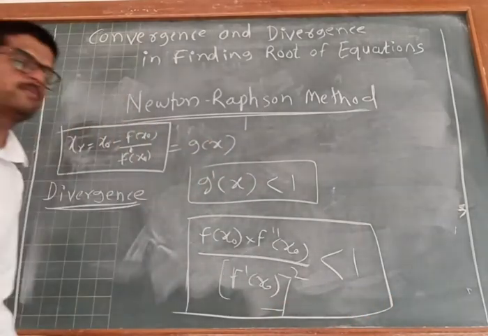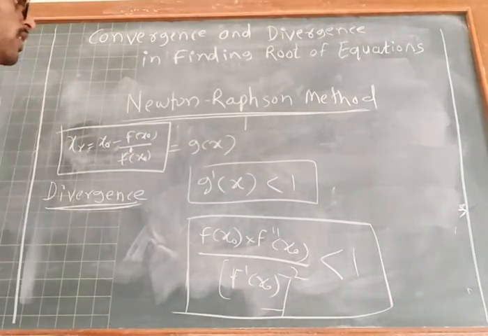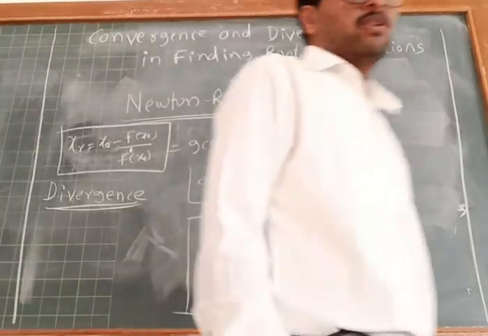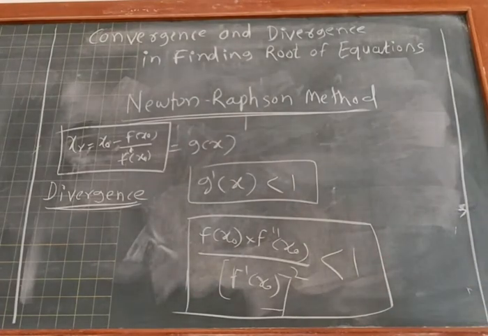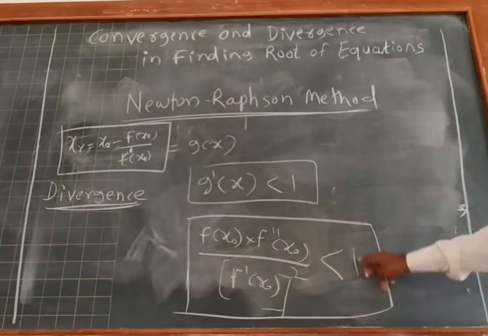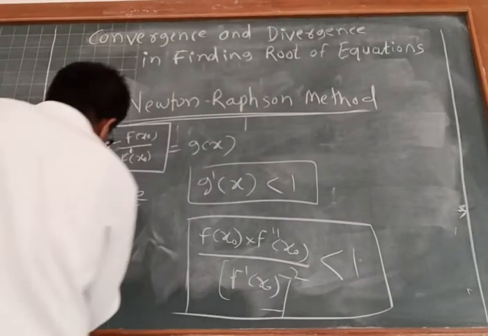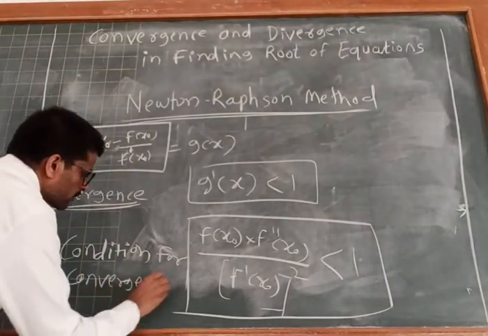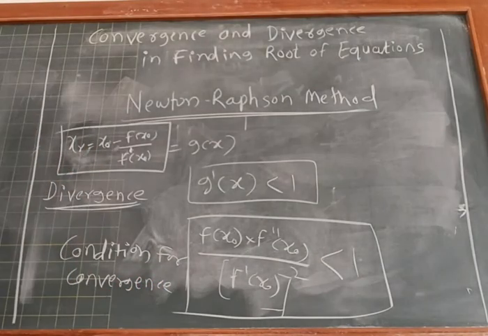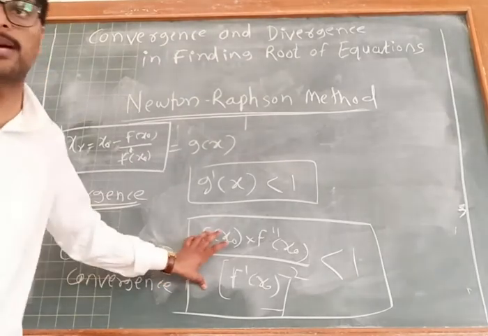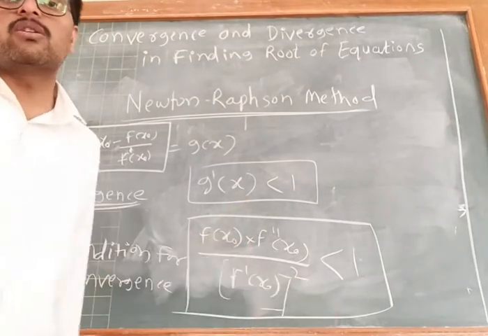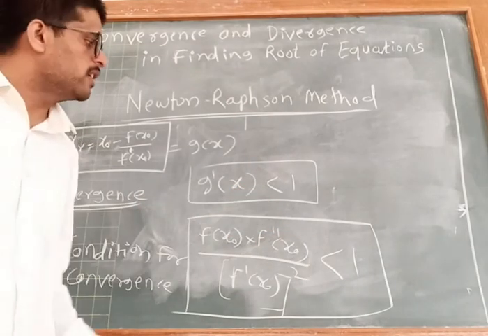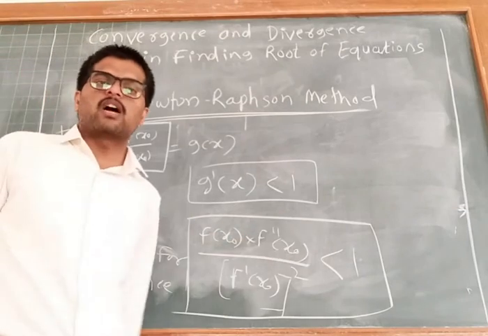So before proceeding to solve any problem by using the Newton-Raphson method, this criterion should be satisfied. Okay. So just note down this formula. This is the condition for convergence. What is the meaning of this? If this condition is satisfied, then only you will get a solution. Otherwise, you may not get a solution. You may move away from the root. Instead of going toward the root, you may move away from the root.